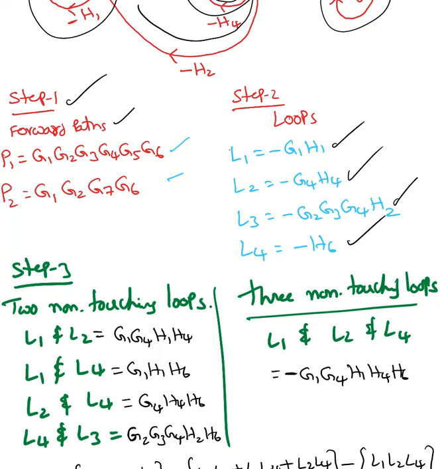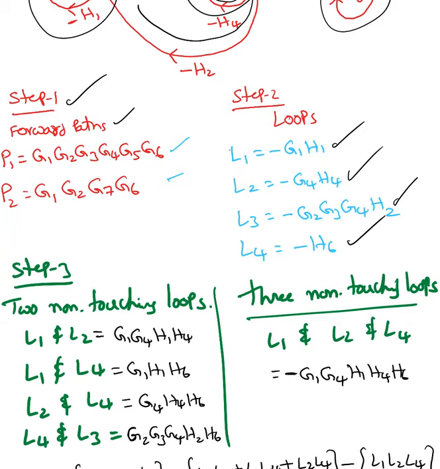Now the next step is finding three non-touching loops. L1, L2 and L4, those are the three non-touching loops. Any other three non-touching loops? I don't see any other three non-touching loops.